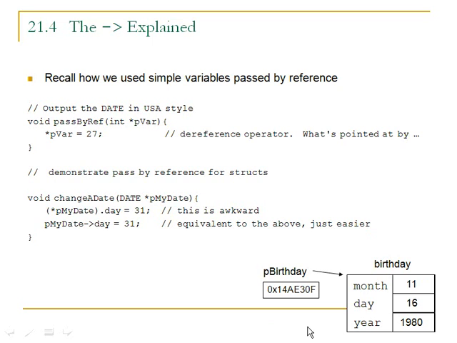Here's the picture. Keep it in mind. pBirthday, or pMyDate, is the address of this thing. So what's pointed at by this address is the whole thing, and then go and get the component parts. So there's the syntax for what I just said. Dereference the pointer to the struct, and then go and get the component part from the struct.